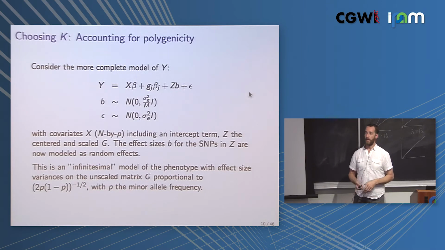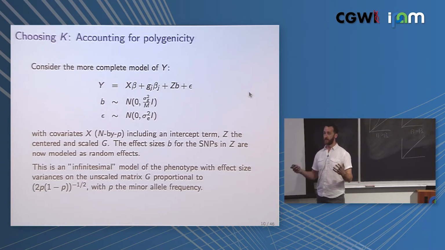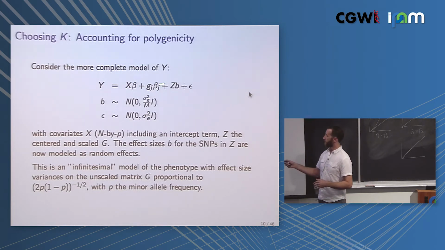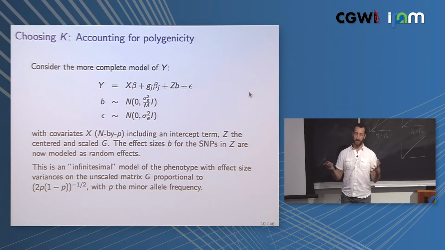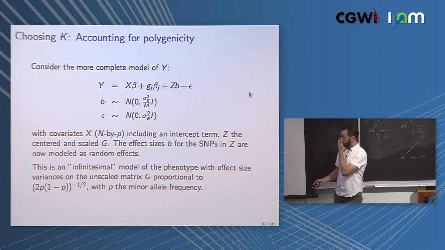Okay, so let's talk about problem one first, this polygenicity problem, this m greater than n problem, and how we might choose k to regain some of that loss of power. If we now have a more complete definition of y, where we add in some fixed effects and the SNP that we're interested in, now we're going to look at this z, where z is just the centered and scaled genotypes. But now instead of having these betas be fixed, I'm going to make them random variables.